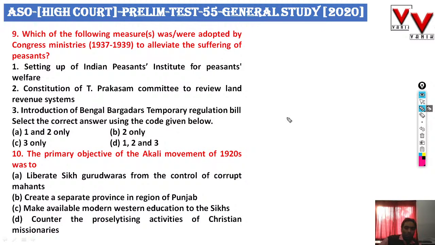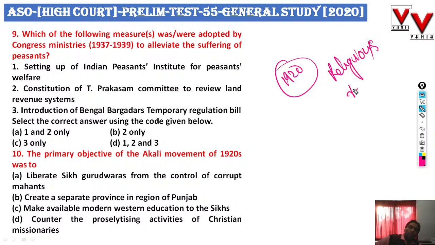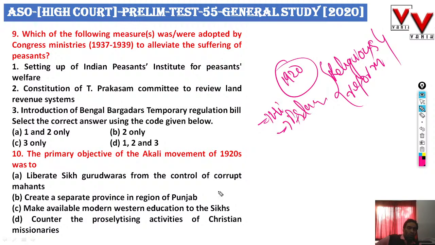The question is the primary objective of the Akali movement in 1920. That means a religious movement. When the religious reform movement started in India, it started in each and every religion in India, be it Hinduism, Islam, or Sikhism. So the Akali movement that started was to liberate the Sikh Gurdwaras from the control of corrupt minds. That was the objective of the Akali movement in 1920. So the 10th right answer is going to be A. The 10th right answer is A.